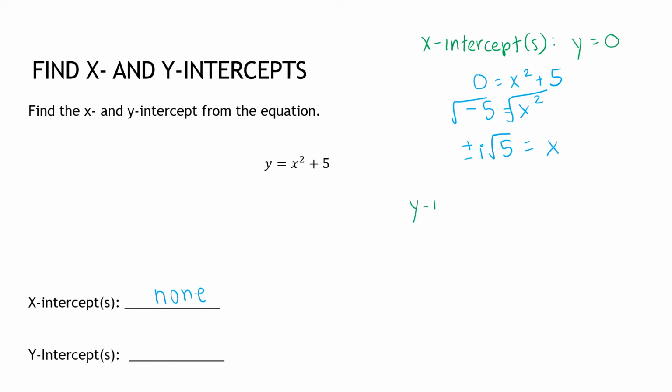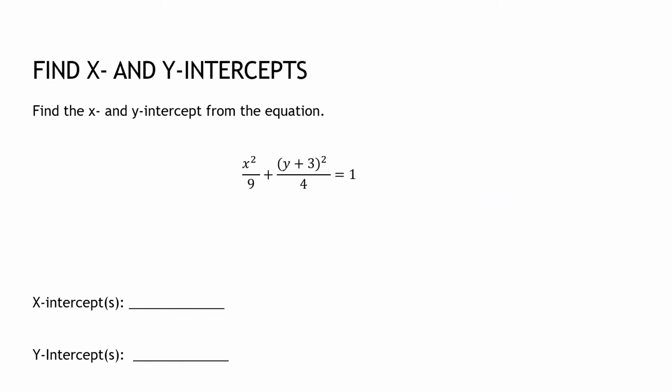And for the y-intercept, which typically there's only one of those if it's a y equals equation, I'm going to set x equal to 0. So this one's the easier one. y equals 0 squared plus 5, y equals 0 plus 5, or just 5, which means my y-intercept is 5, or again (0, 5), depending on the format they want it in.